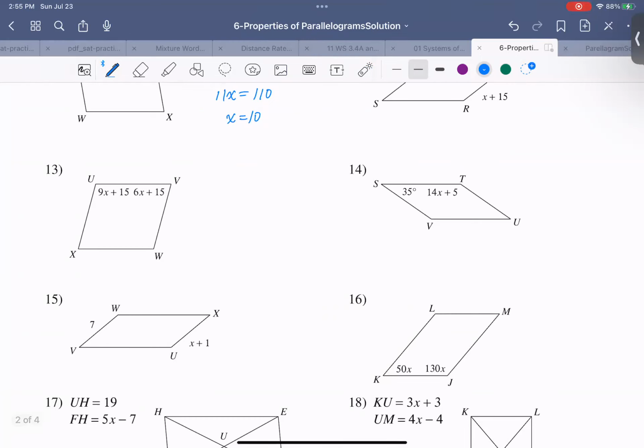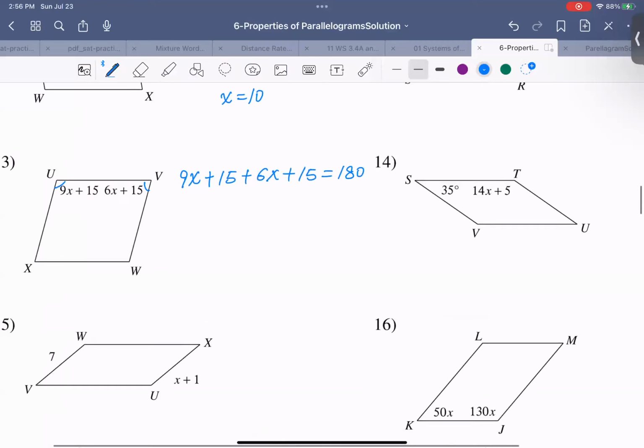Angela, let's do number 13. 9x plus 15 plus 6x plus 15 equals 180. So 15x plus 30 equals 180. 15x equals 150, so x equals 10. Okay.